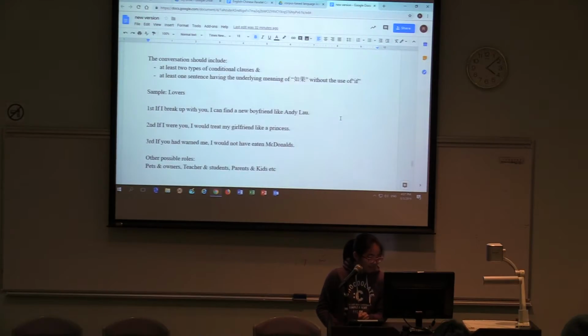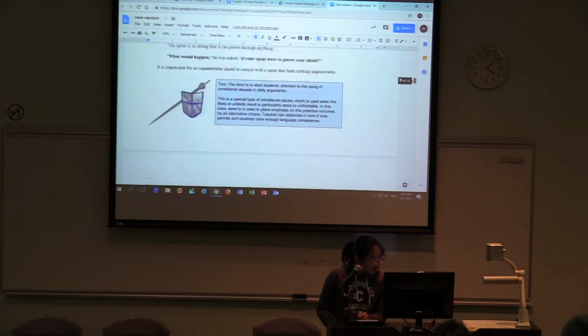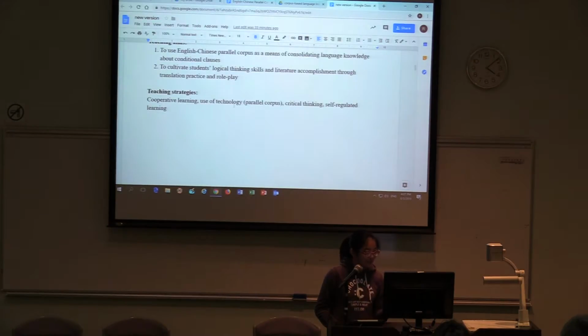Yeah, and how to show these strategies: first, cooperative learning, students need to work in pairs or groups, and use of technology, students use the corpus, and critical thinking because in this lesson students all the time try to identify the logical relationships between the sentences. So it's about their critical thinking, and self-regulated learning because after teacher modeling, they try to search for that information by themselves.